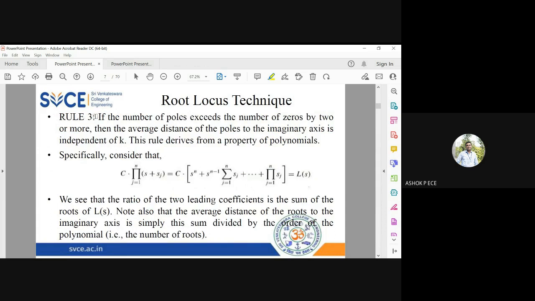Now rule number 3: if the number of poles exceeds the number of zeros by 2 or more, then you have to find the distance between them, so that you can draw the graph. Find the number of poles and number of zeros. If the number of poles is more than the number of zeros by 2 or more, greater than or equal to 2, then the average distance will be independent of k.